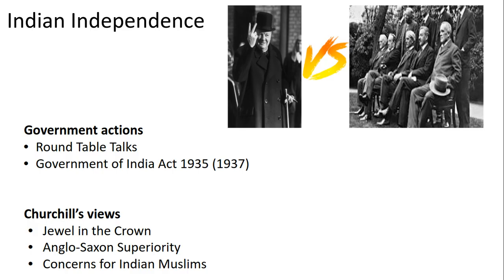A couple of key things that came out of this were the breaking up and creation of boundaries in different parts of India. So there was a bit more autonomy not just for India itself, but within provinces. And around 35 million people were added to the electorate.